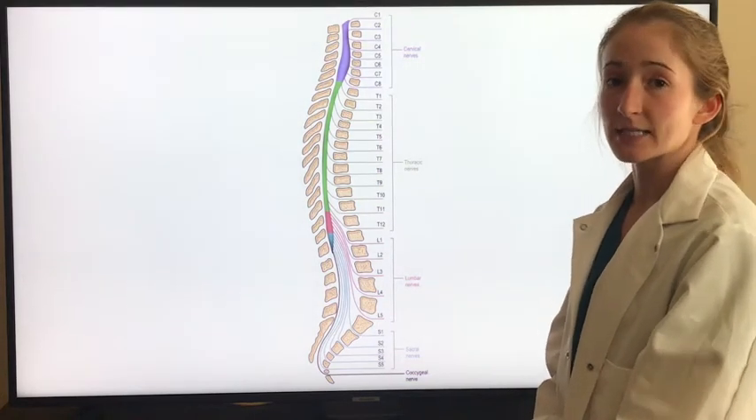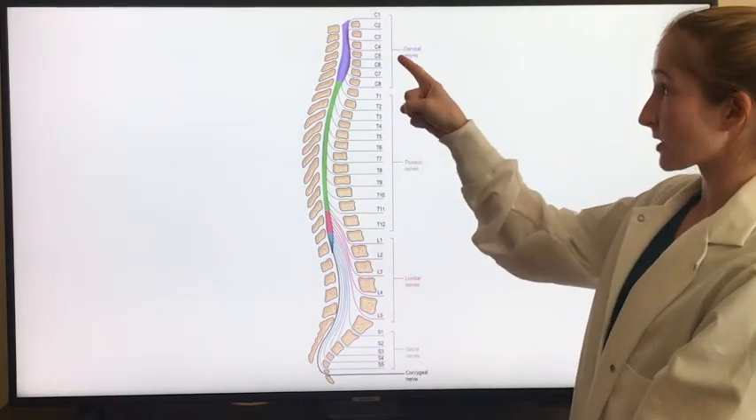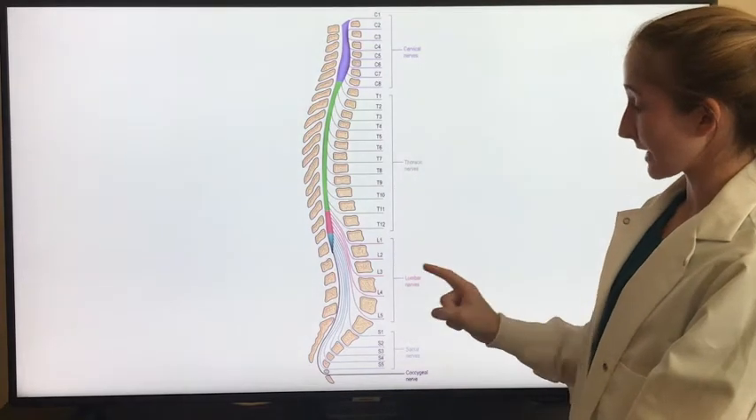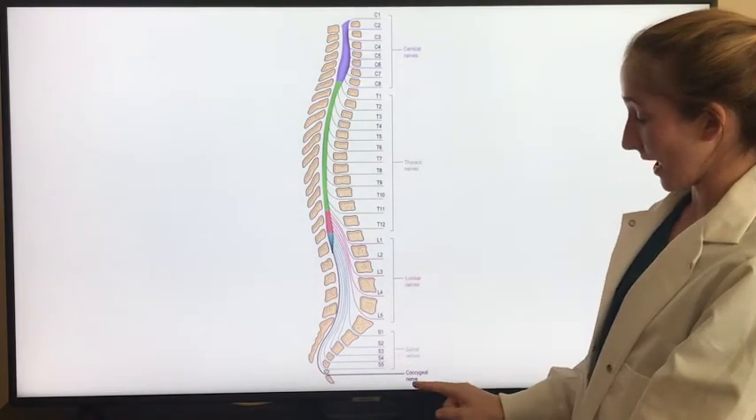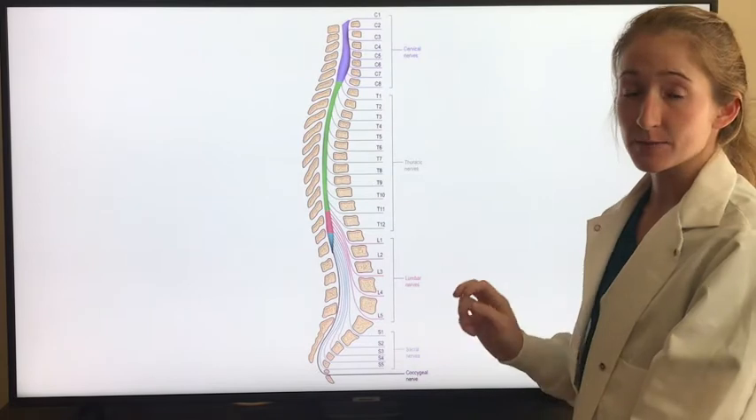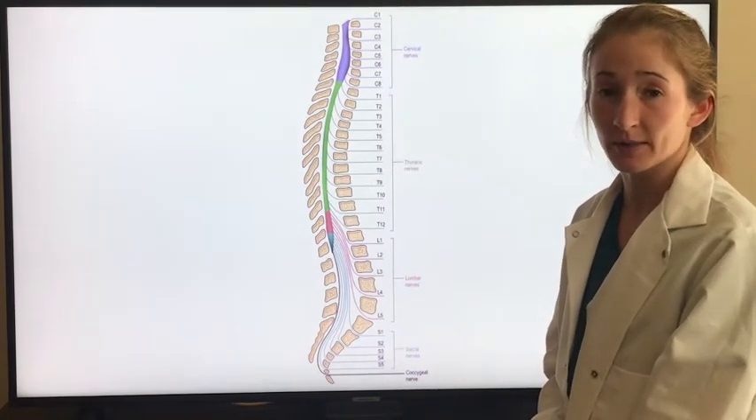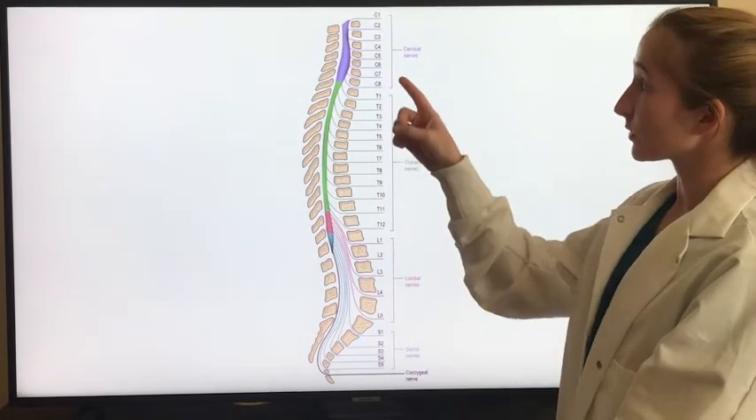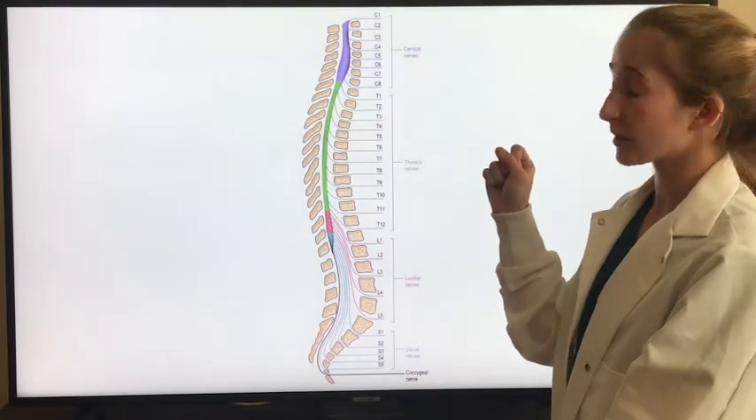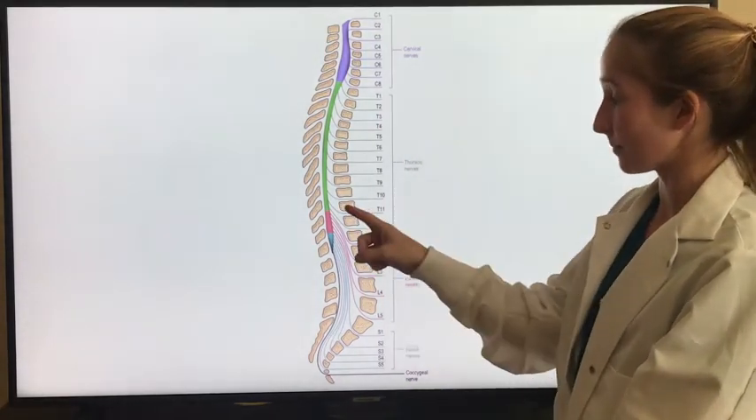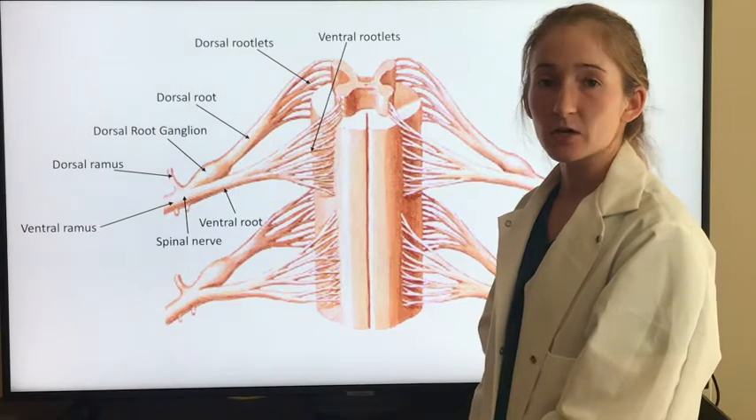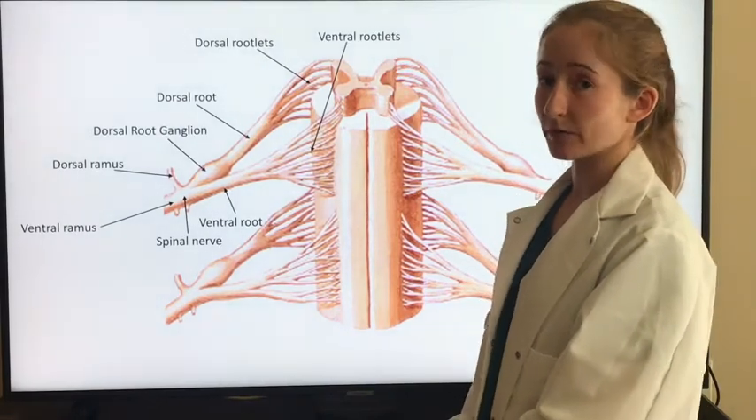There are 31 pairs of spinal nerves that attach to the spinal cord. There are 8 cervical spinal nerves, 12 thoracic, 5 lumbar, 5 sacral, and 1 coccygeal spinal nerve. The spinal nerves are named according to the vertebra where they exit the spinal cord. The cervical spinal nerves exit above their named vertebra, and the rest of the spinal nerves will exit below their named vertebra. Let's take a closer look at the components of an individual spinal nerve.